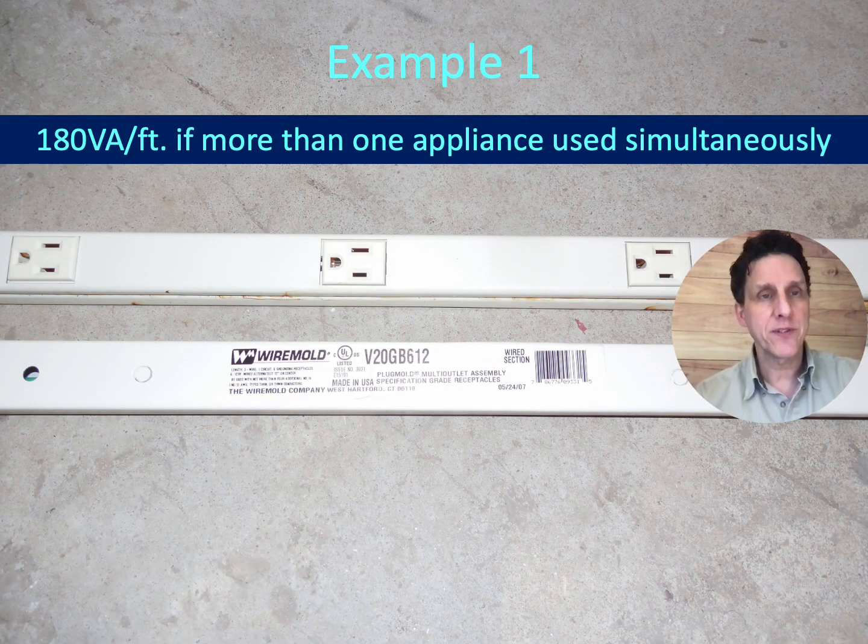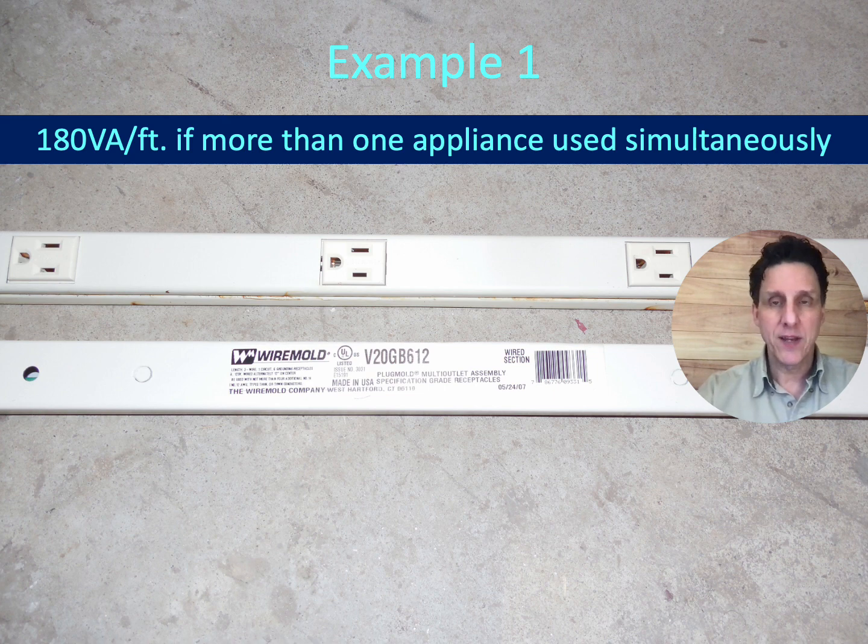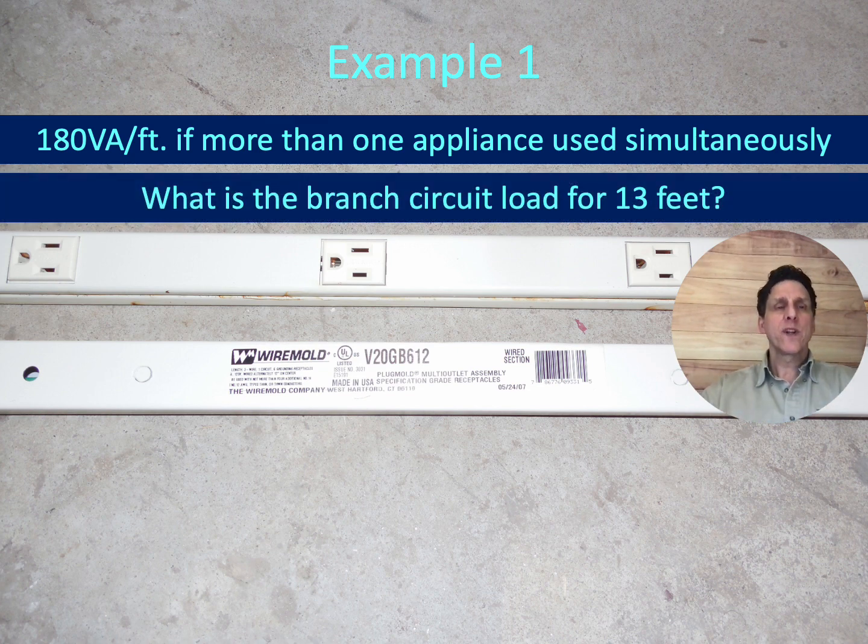All right, let's do a couple examples. In this example, we're going to say that there is going to be more than one appliance used simultaneously. So in this case, we have to do the math at 180 volt amps per foot or a fraction of a foot. So what's the branch circuit load for 13 feet of this multi-outlet assembly? If you want to take a moment to do that math, you can pause the video and start it back up when you're done, and we'll give you the solution.